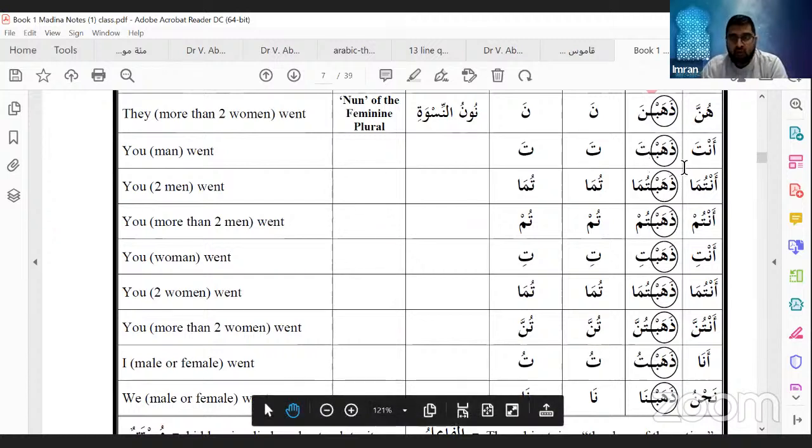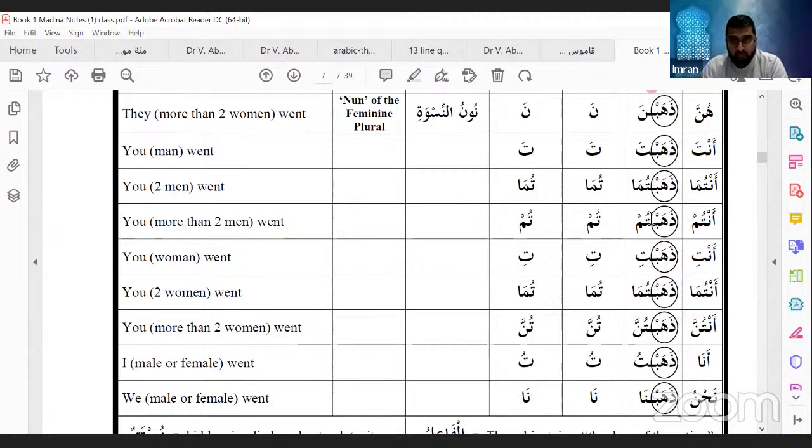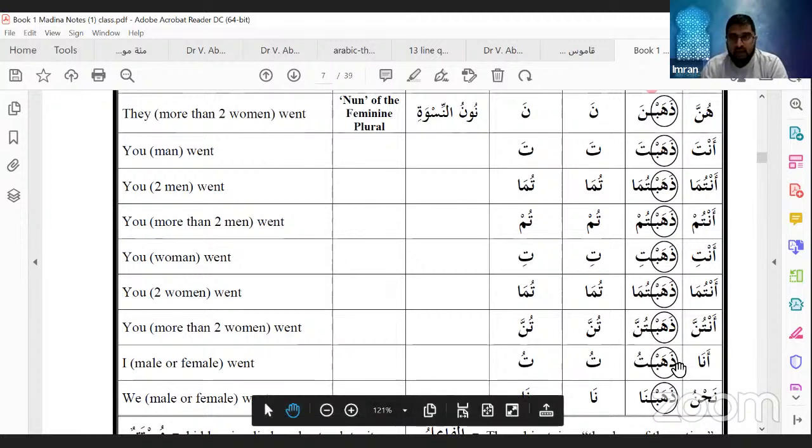And you add ta, tuma, tum, ti, tuma, tunna, tu, na. Anta dhahabta, you went. Antuma dhahabtuma, you two went. Antum dhahabtum. Anti dhahabti, you one female went. Antuma dhahabtuma, you two females went. Antunna dhahabtunna, you all females went. Ana dhahabtu, I went. Nahnu dhahabna, we went.